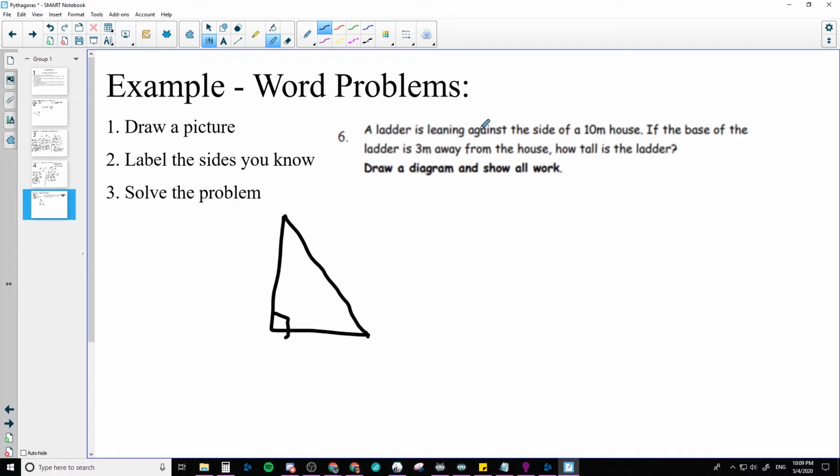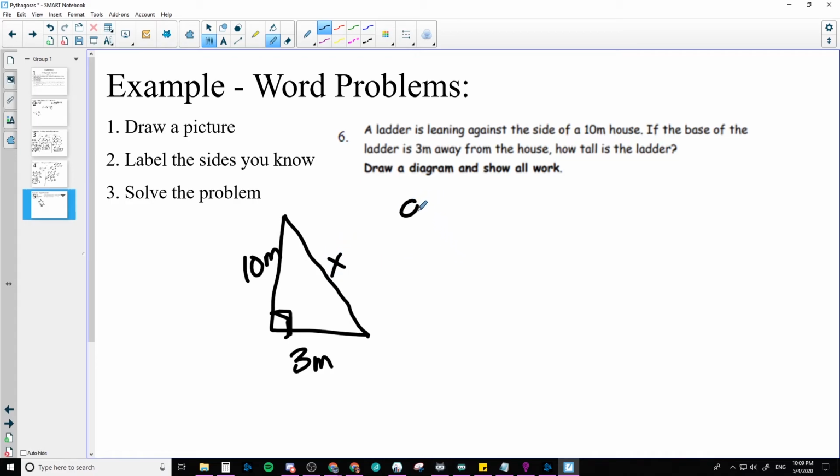So we've got a ladder, it's leaning against the side of a 10-meter house. The house is 10 meters tall, so I'm going to put that on this side. If the base of the ladder is 3 meters away from the house, that's this side here. How tall is the ladder? So we're looking for the hypotenuse here. Again, the right angle points at the hypotenuse.